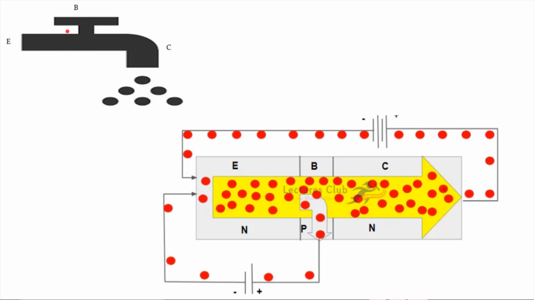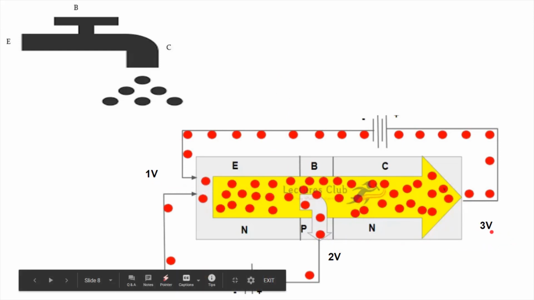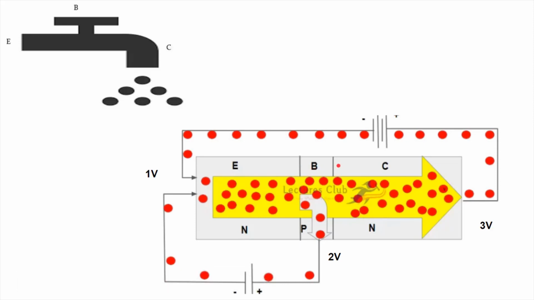Now keep in mind this example, and we try to understand the same concept in the case of a BJT. We take the example of an NPN transistor in active mode. Let's say we have applied 1 volt at the emitter, 2 volt at the base and 3 volt at the collector. In this case, the base-emitter junction is forward biased and the base-collector junction is reverse biased. So the BJT is in active mode.